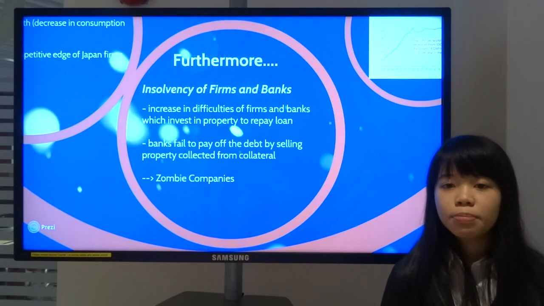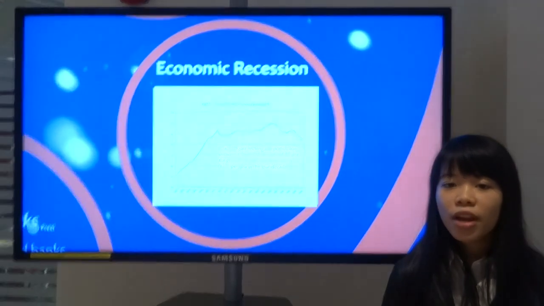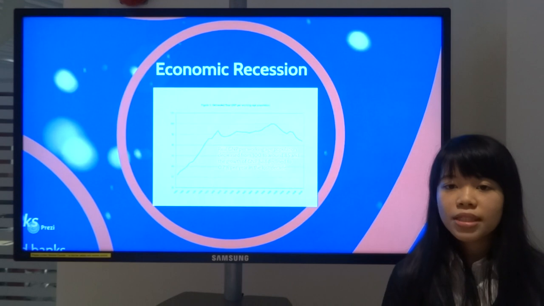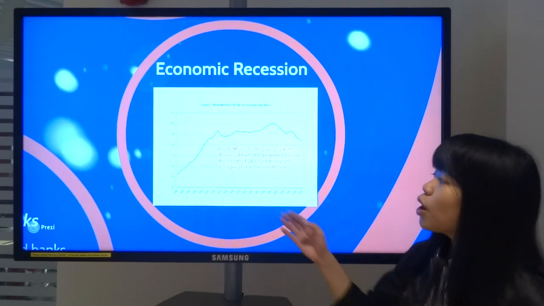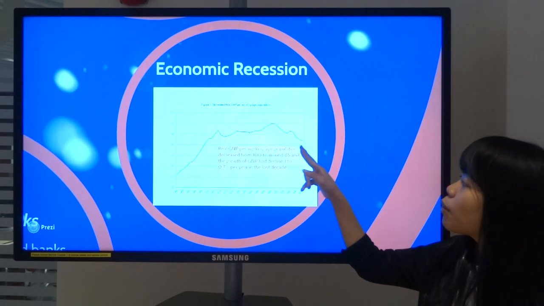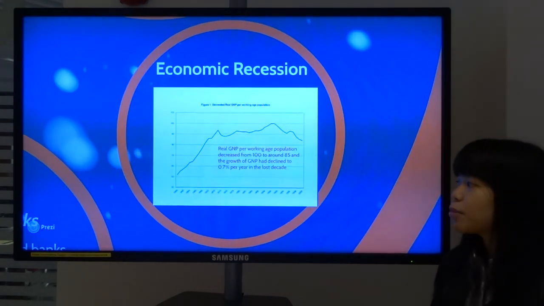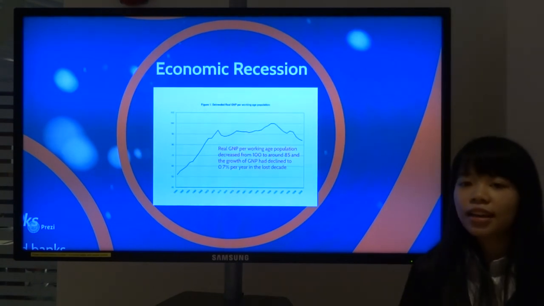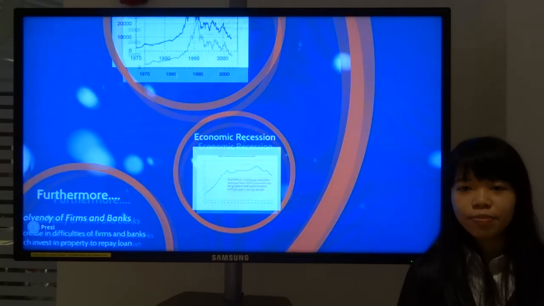Many of these banks and firms became so big that they required government bailouts in order to survive. However, these government subsidies were not effective in boosting the Japanese economy. Taking 1990 as the base year, real GNP per working age population decreased from 100 to around 85 and the growth of GNP has declined to 0.7% per year in the last decade. It shows that Japan was suffering from a decade of economic recession.